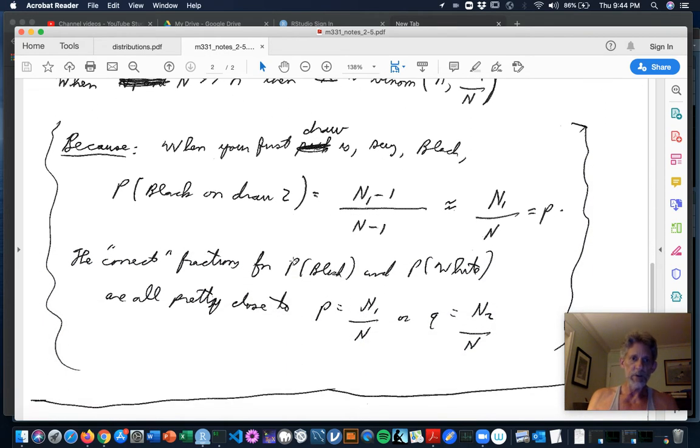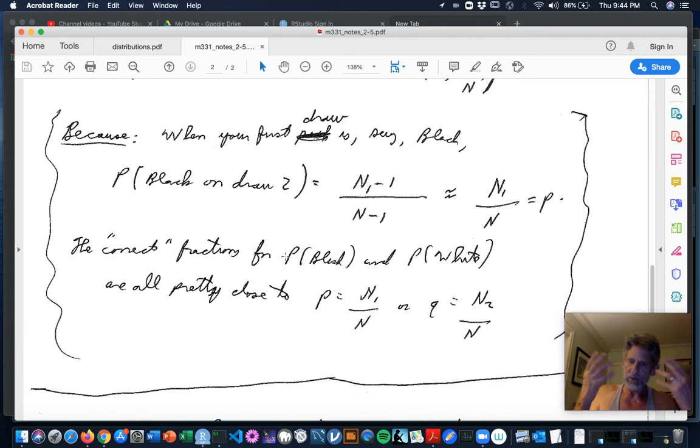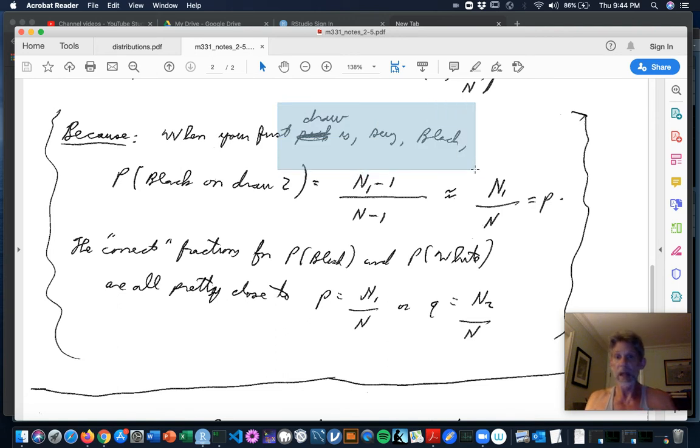And the reason for that is, imagine what happens when you pick from the urn. Say that your first draw is of a black ball. So what about that second draw? What would be your chance of drawing a black on draw 2? Would it be the same as the chance on draw 1?